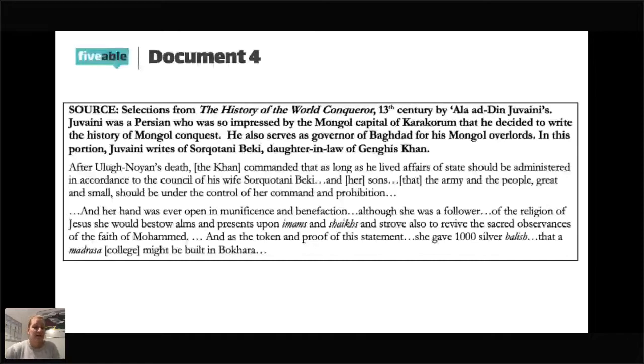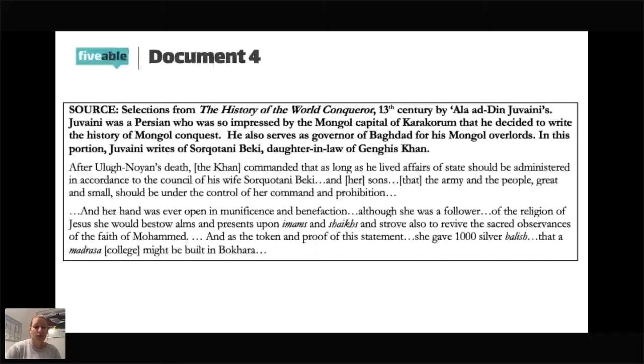After Ulugh Noyan's death, the Khan commanded that as long as he lived, affairs of the state should be administered in accordance to the counsel of his wife, Sorkatani Beki, and her sons, that the army of the people, great and small, should be under the control of her command and prohibition. And her hand was ever open in munificence and benefaction. Although she was a follower of the religion of Jesus, she would bestow alms and presents upon imams and sheikhs, and strove also to revive the sacred observances of the faith of Muhammad. And as a token and proof of the statement, she gave 1,000 silver bailish that a madrasa or college might be built in Bokhara.